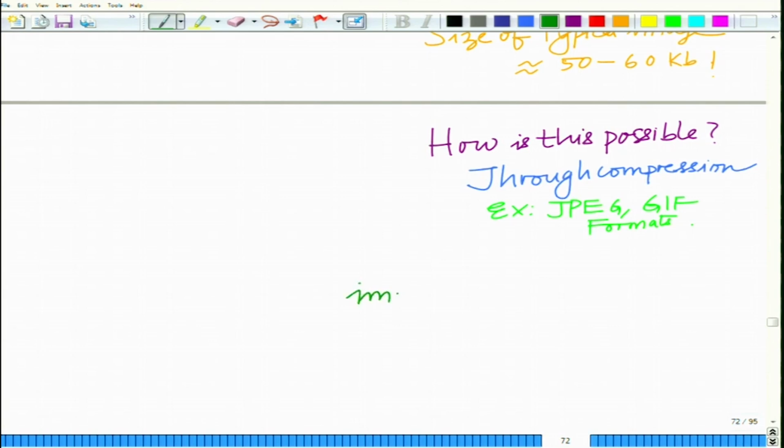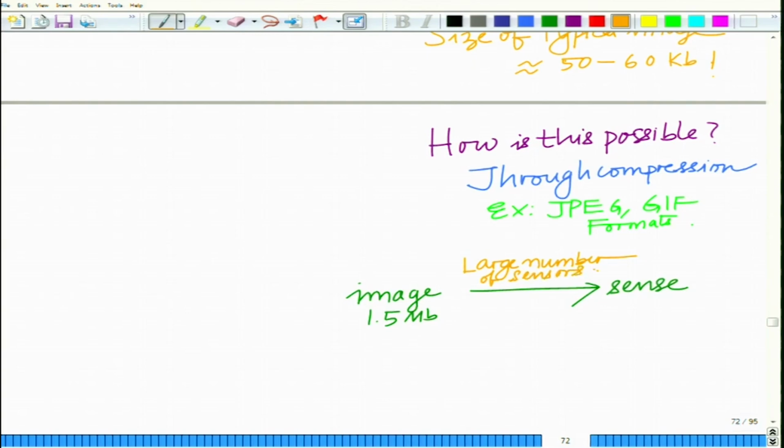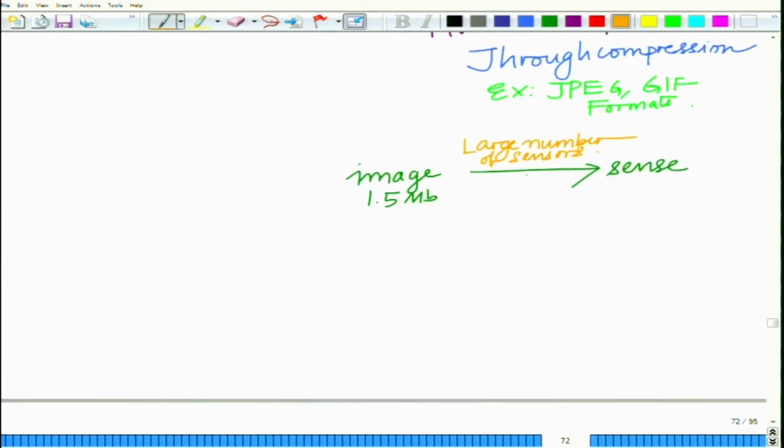So what is this paradigm for signal processing or compression? It can be represented as follows. Let us consider a simple example. Let us say you have an image which is 1.5 megabits. What we are doing is the following: you are first sensing this image. This is a large image, which implies you require a large number of sensors. This is your number of observations also. If you look at the earlier model, this is basically n.